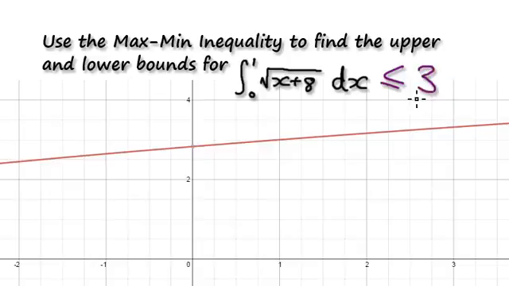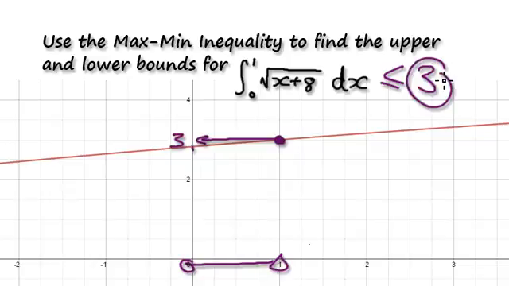Which is 3. So this height here, the biggest value here, is 3. So you would get 3 times the width, which also happens to be 3.